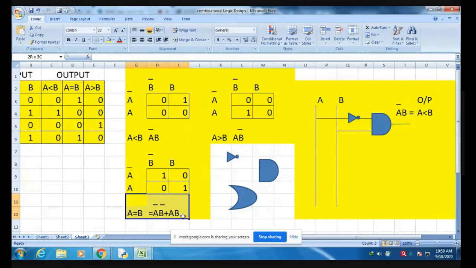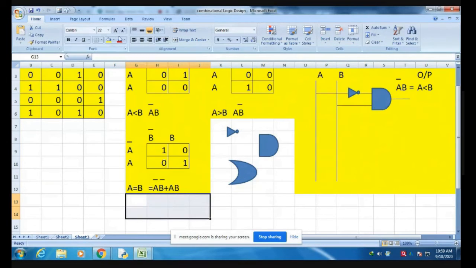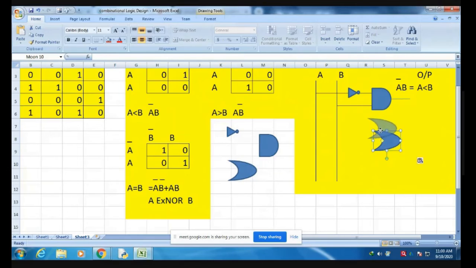Now going to the second output. What is my second output? A is equal to B. Here you can observe this equation A bar B bar plus AB is nothing but A XNOR B. So I am going to define one XNOR gate here. Copy, paste. This is my XNOR gate.